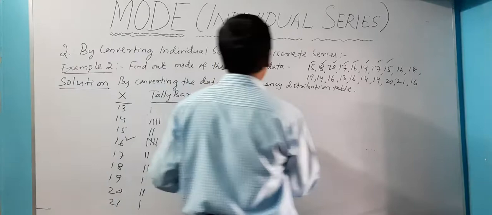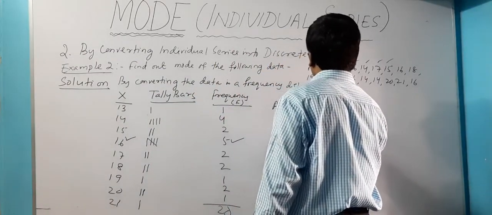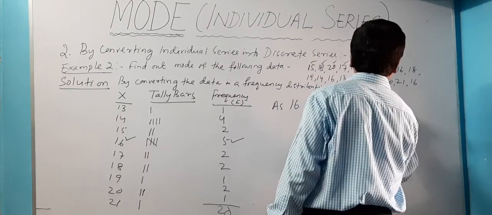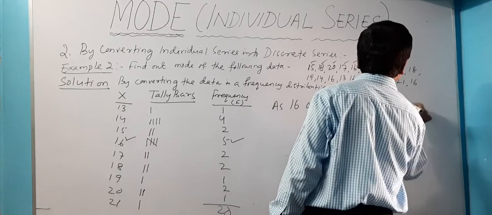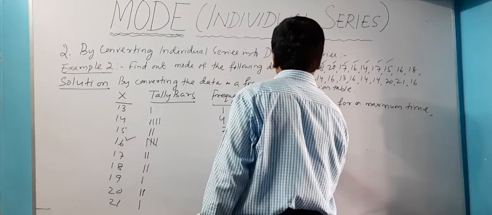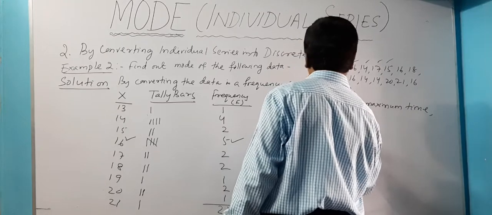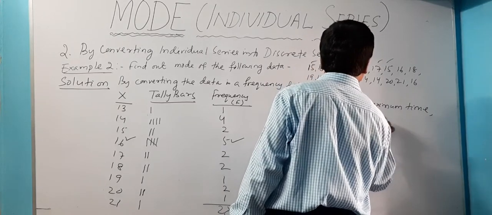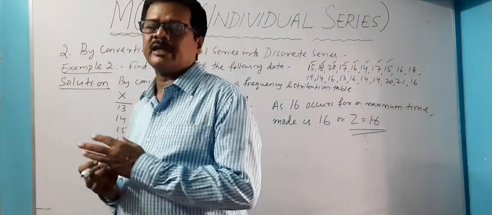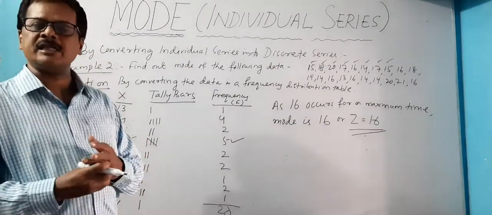So, we can write as, 16 occurs a maximum number of times. Okay. The mode is 16, or we can write Z is equal to 16. Right. This is how we can calculate mode in case of individual series by converting individual series into discrete series.